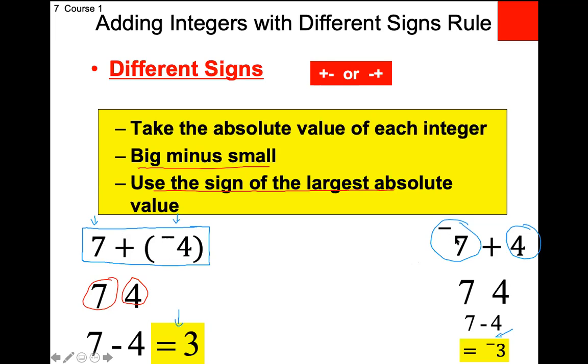Did you start with more positive coins or more negative coins? On the one on the left, we started with 7 positive, 4 negative, so the answer is positive. On the one on the right, we started with 7 negative coins, 4 positive coins. If your head's spinning right now, that's okay. Just like the previous one, by the time we got through, you were pretty good at it.